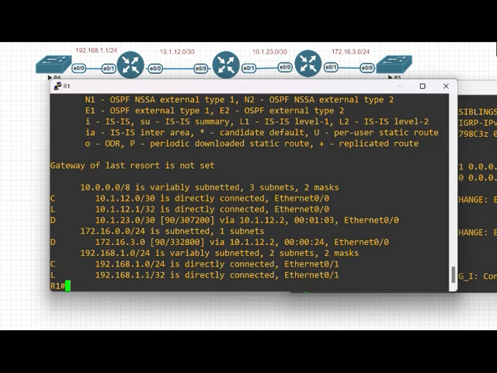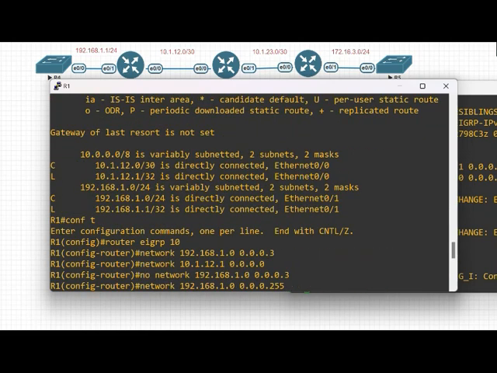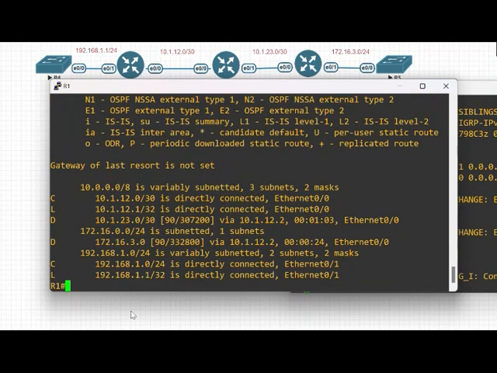So we are knowing the network 192.168.1 and 10.1.12.1. So now we have additional networks that we know, which are 10.1.23, which is the network here. This is a remote network. It's not directly connected to R1. So now by EIGRP, we learn this route, okay, through D.